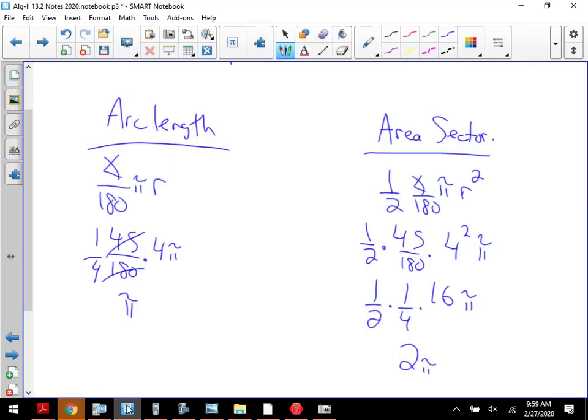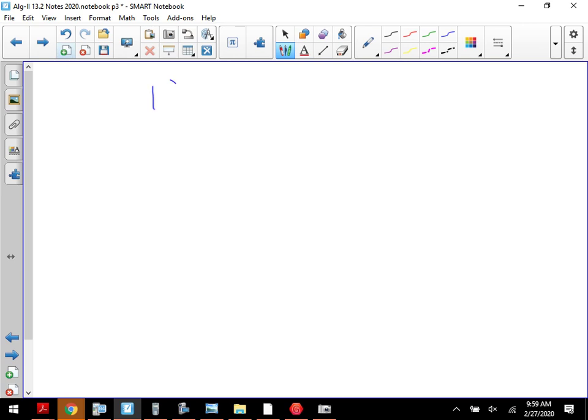Let's do the 15 and 175, because that's a weird one. Again, we'll do it again. I wanted to give you some crummier numbers to show you guys that it's okay to learn how to work with fractions.